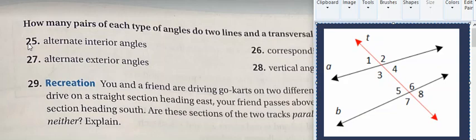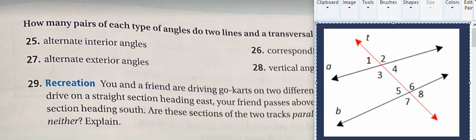The second thing we need to do is look at number 25. It's asking, would it have alternate interior angles? Again, alternate interior angles are non-adjacent interior angles that lie on opposite sides of the transversal. So two pairs would be your alternate interior angles. They would be your 3 and 6, and then you have your 4 and 5. So for number 25, yes, you would have alternate interior angles. You would have two of them, the 3 and 6 and the 4 and 5.